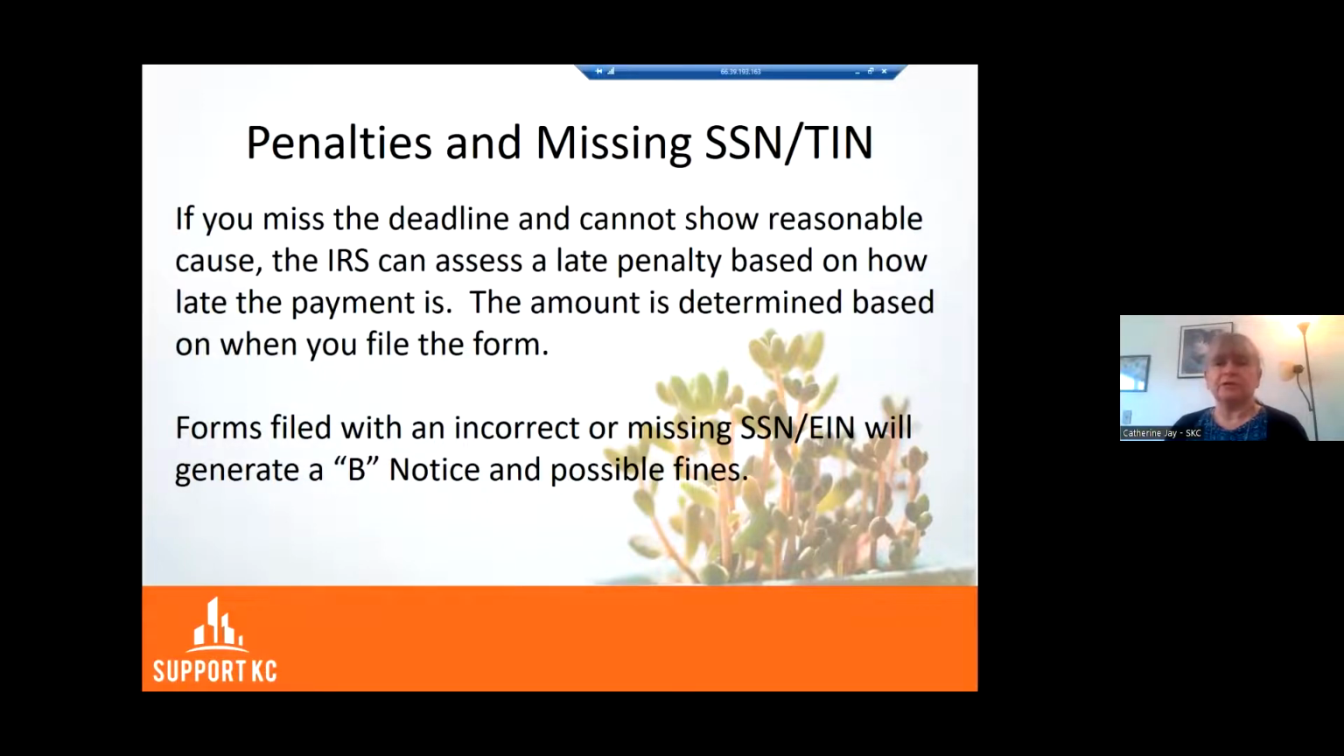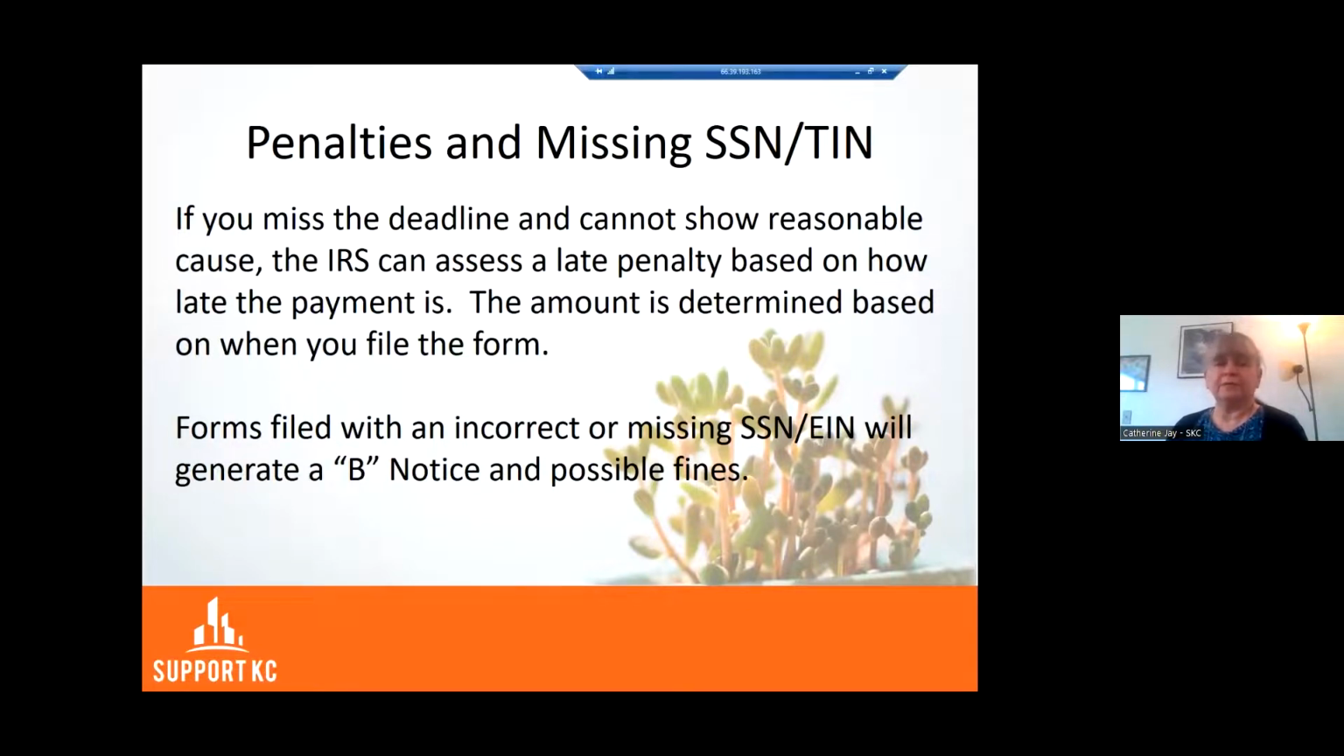Since the IRS is trying to collect more and more money, they might be getting more strict on issuing those penalty notices. So if we miss a deadline or you don't have a tax ID number, so we're holding a form, we need to be able to show reasonable cause for why a form was filed late. Reasonable cause is not just that you couldn't get information. It has to be something that's out of your control.